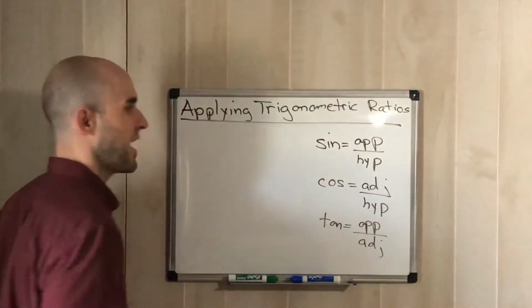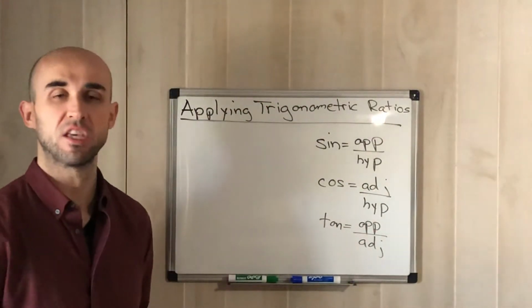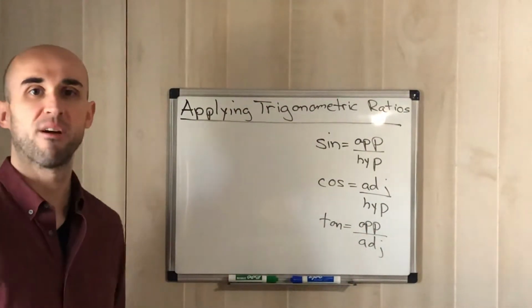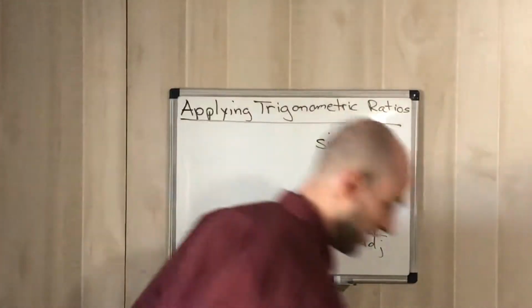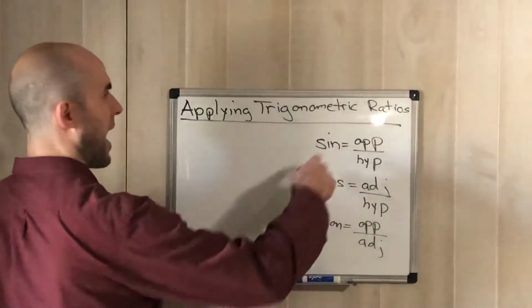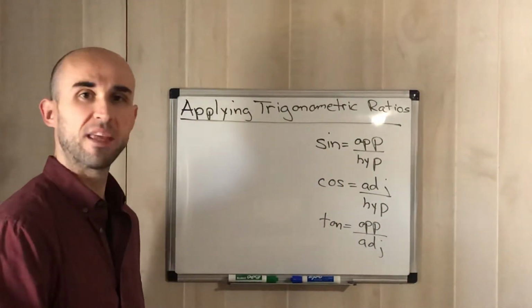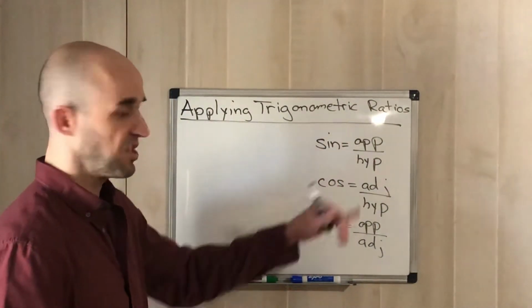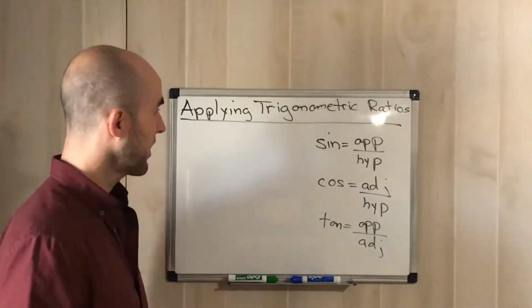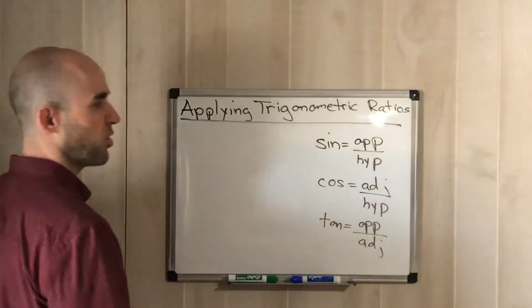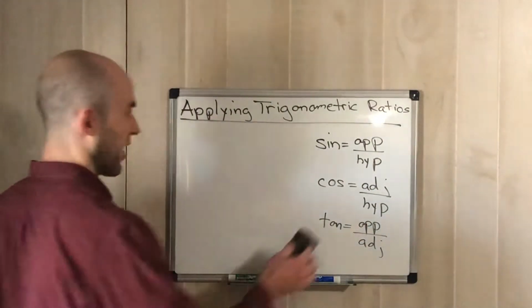So we have those, and what we're going to do today is use these to set up and determine unknown side measures, right? So always remember, opposite is always what's across from the angle that we're working with. The adjacent is always the side next to the angle that we're working with. And the hypotenuse is always the longest side of any triangle we're working with, right?